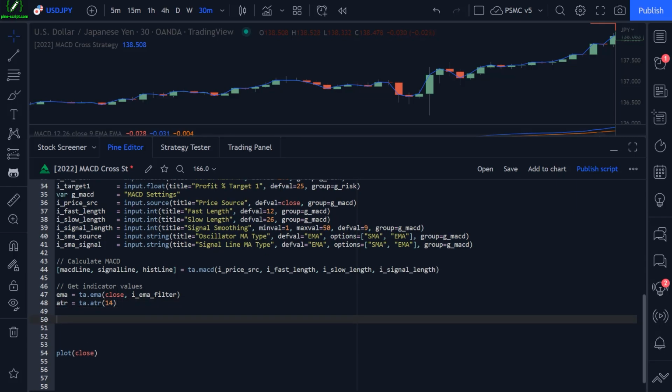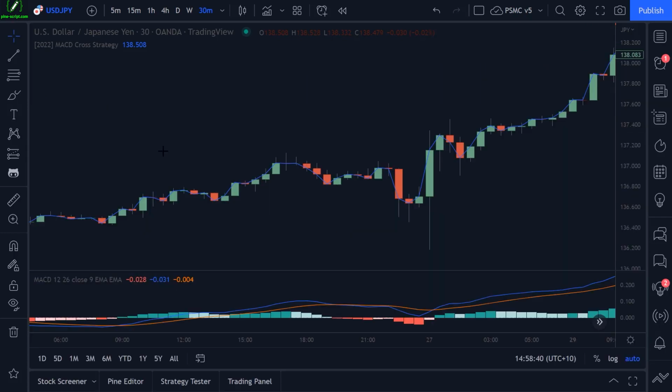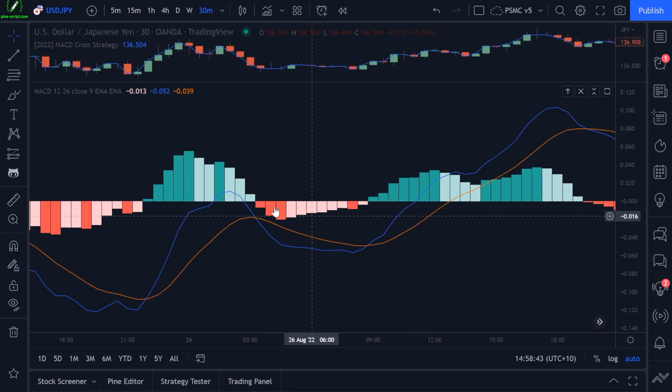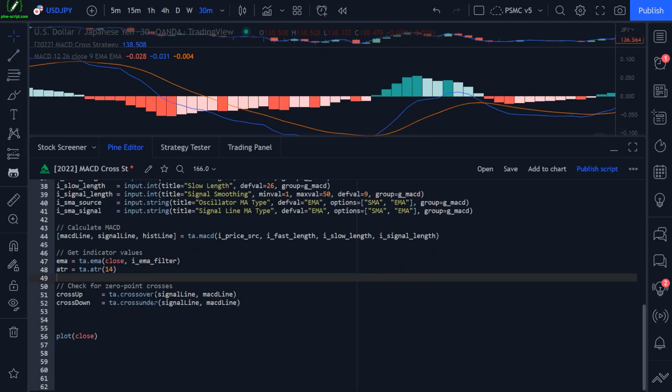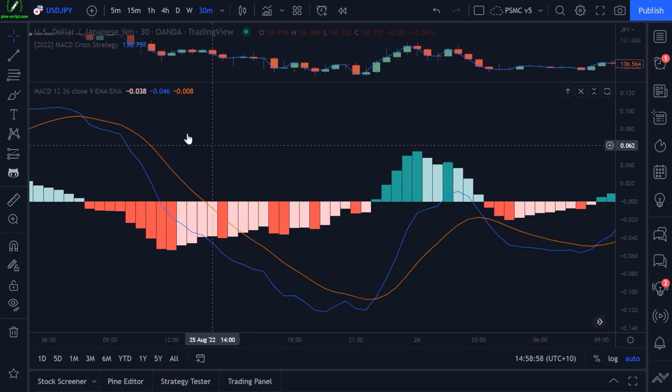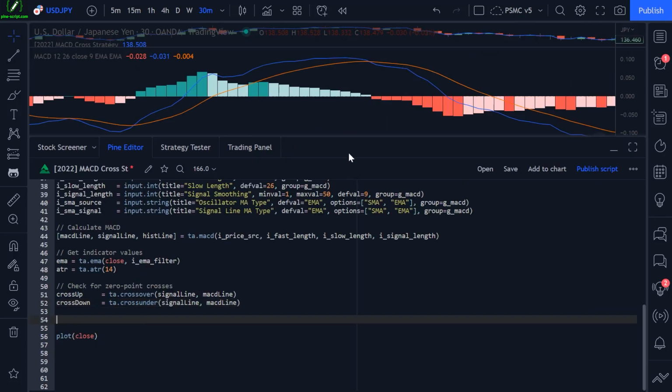Next up, we need to check for the MACD crosses. So for cross up, we check if ta.crossover for our signal line and MACD line is true. Our signal line is our blue line. So this right here would be a valid long signal. We're below the 0 point on the MACD, and our signal line crossed over the MACD line. And cross down is the opposite direction. So this here would be a valid short trade because our signal line crossed down over our MACD line while it was above the 0 point on our histogram.